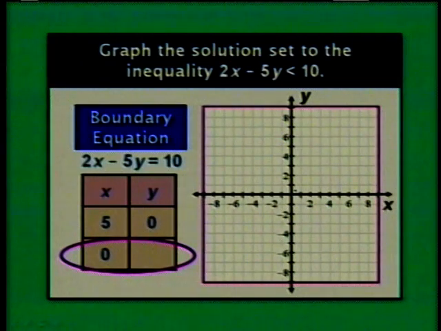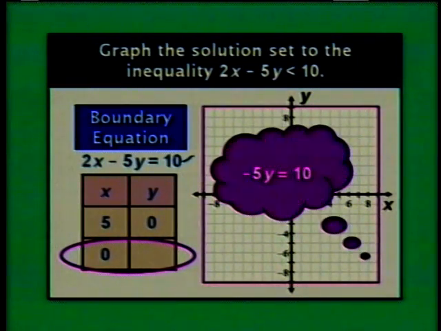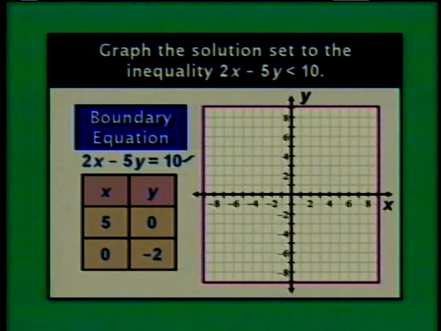The y-intercept is the point where x equals 0. In my boundary equation, if I replace x with 0, I end up with negative 5y equals 10. I can solve that in my head. y is negative 2. So in my head, I have figured out what the two intercepts are. Let me remind you that if you need to use some scratch paper to figure that out, that's great.